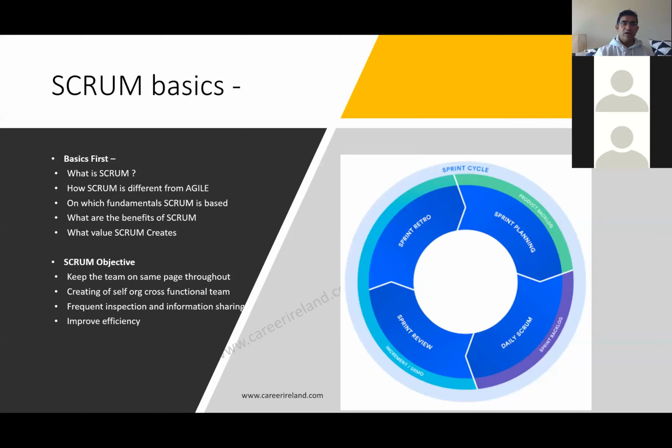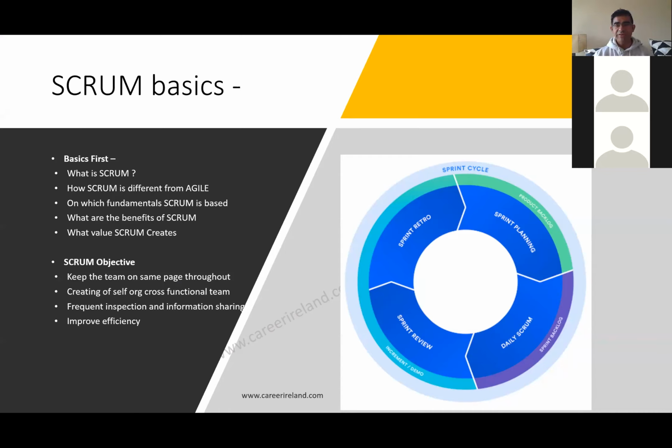Okay, so let's start with the first thing, Scrum basics. We'll talk about what is Scrum. Many people are confused about whether Scrum is a methodology, a framework, both, or none of them. So I'll just clarify this myth. Many people consider it a methodology. Many people consider it a framework.